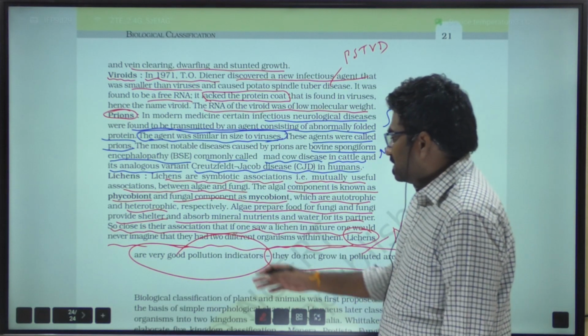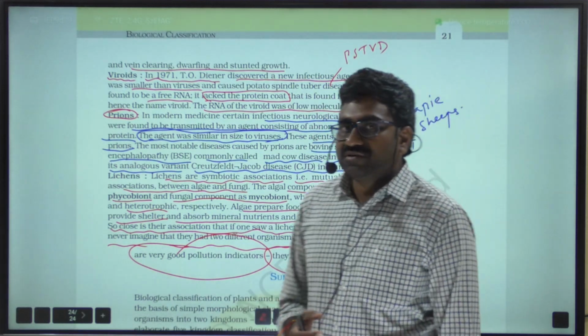Lichens are very good pollution indicators and they do not grow in polluted areas.